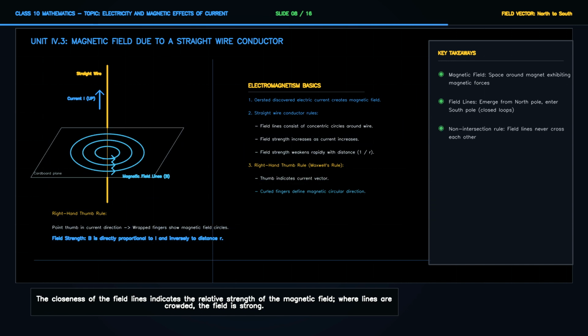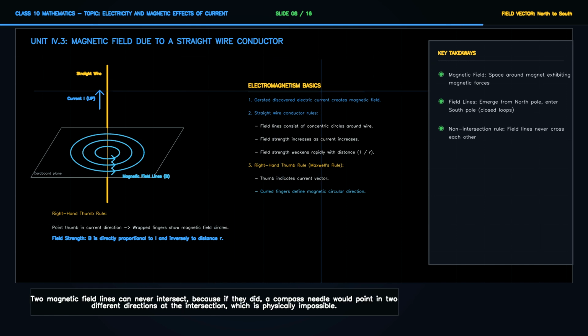Two magnetic field lines can never intersect, because if they did, a compass needle would point in two different directions at the intersection, which is physically impossible.